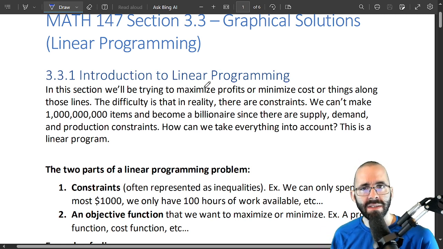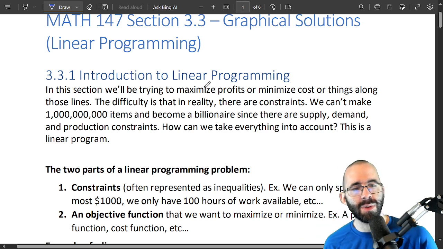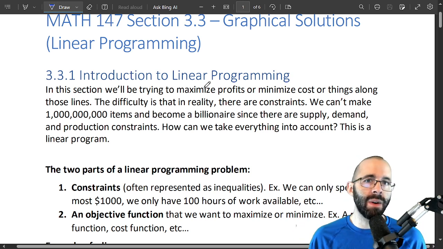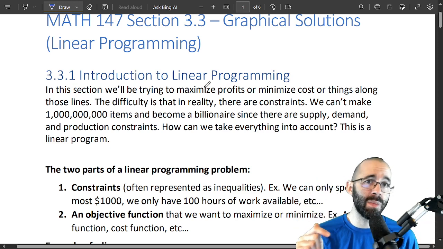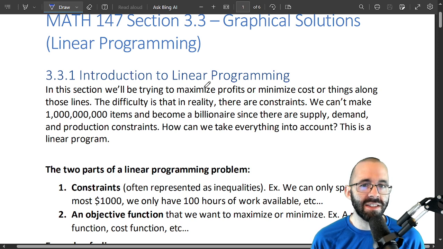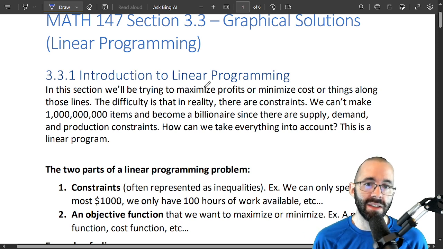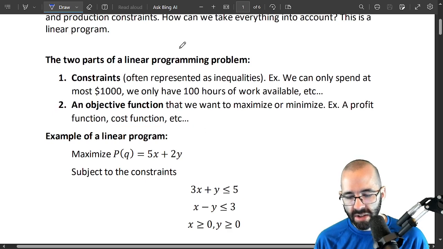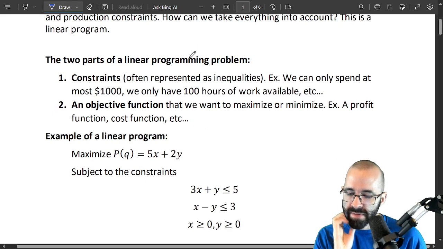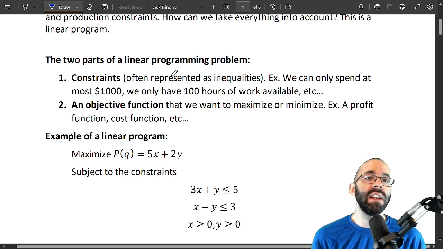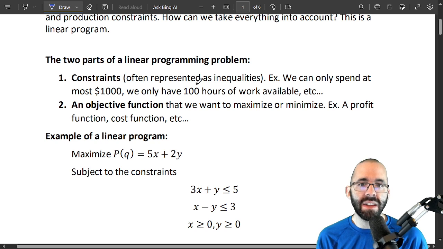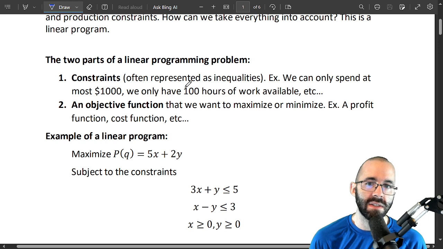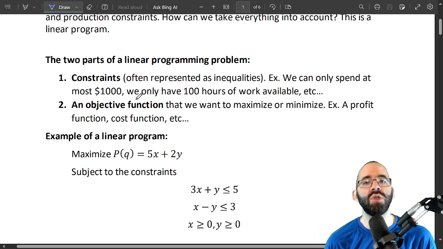There are supply constraints. There are demand constraints. There are production constraints. There's all these requirements in the real world that we have to follow. So with all those requirements in mind, how do we optimize our profit? How do we minimize our cost? That's essentially what linear programming is. So there's going to be two parts to a linear programming problem. There's going to be the constraints. These are usually inequalities. We can only spend a certain amount of money. We only have a certain amount of time that we can spend working on this. Those are all constraints.